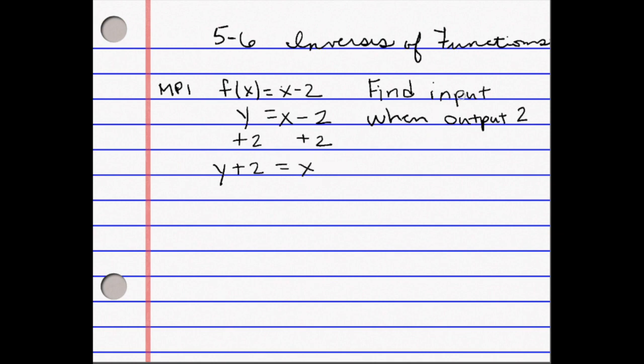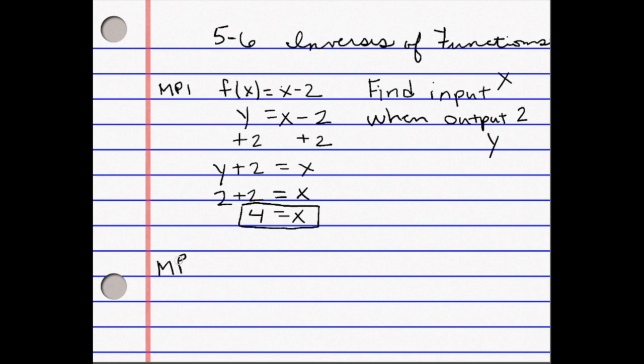Perfect. Now we're going to find the input when the output is 2. That means the output, if you remember, is y. The input is always going to be x. So I'm just going to replace y with 2 here. So 2 plus 2 equals x, which is going to equal 4. Pretty simple. Okay, let's move on.